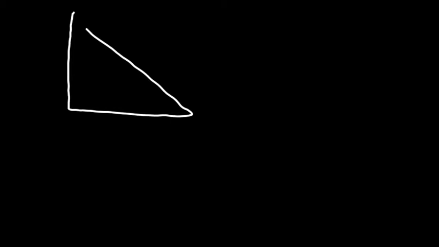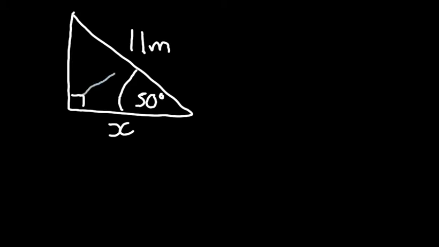So we'll look at another one. We're going to start exactly the same. Here is our right angle triangle. Let's say this is 50 degrees. We're trying to find this side, and this is 11 meters. Here's my right angle. So I'm going to start by labelling. Opposite the right angle is the hypotenuse. Opposite the angle is the opposite, and the other side is the adjacent.